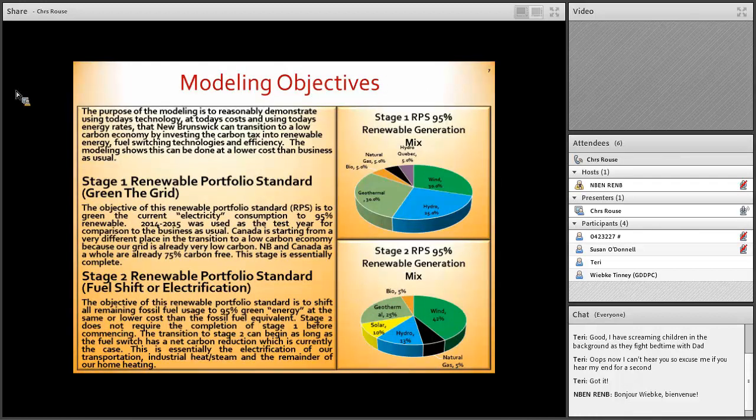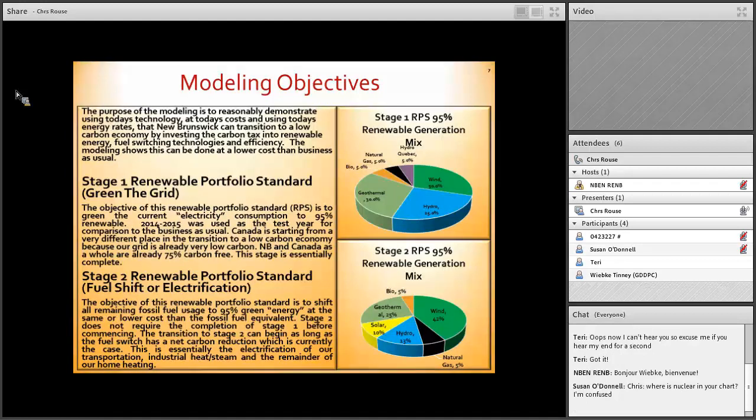Canada is starting from a very different place in the transition to a low-carbon economy than many other countries in the world, because our grid is already very, very low carbon. NB and Canada as a whole are already 75% carbon-free. So this stage is essentially complete. We're ready to do the stage 2 piece. And stage 2 is fuel shift, or the electrification of our economy. So that's moving all of our existing other fossil fuel energy over to electricity.